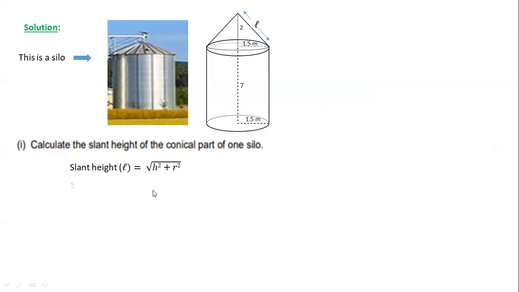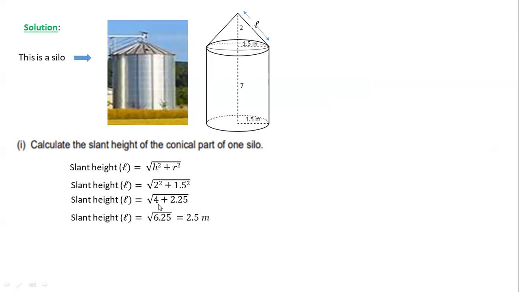So let's put the values here. 2 square plus 1.5 square will be 4 plus 2.25. That will become L is equal to square root of 6.25, which is 2.5 meters. So slant height is 2.5 meters. Let us take the next bit.